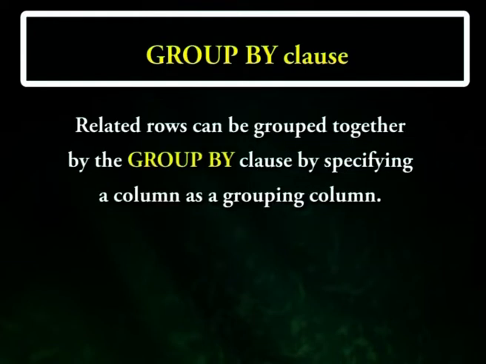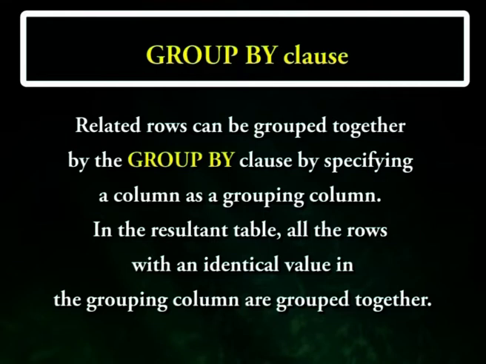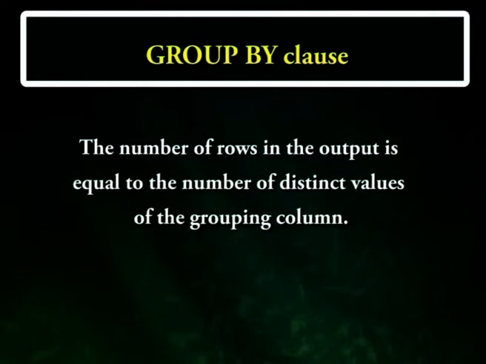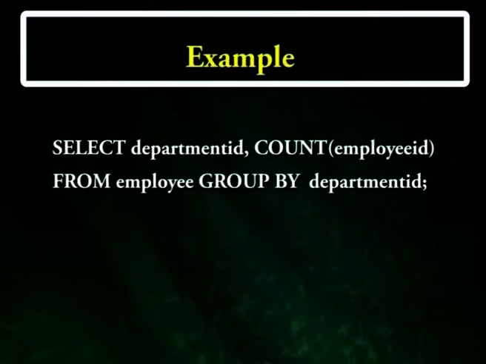Related rows can be grouped together by the GROUP BY clause by specifying a column as a grouping column. In the resultant table, all the rows with an identical value in the grouping column are grouped together. Hence, the number of rows in the output is equal to the number of distinct values of the grouping column. For example, look at this query. SELECT department_ID, COUNT(employee_ID) FROM employee GROUP BY department_ID.